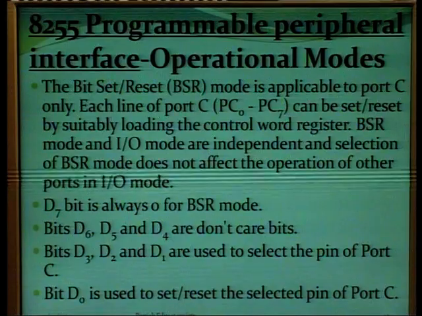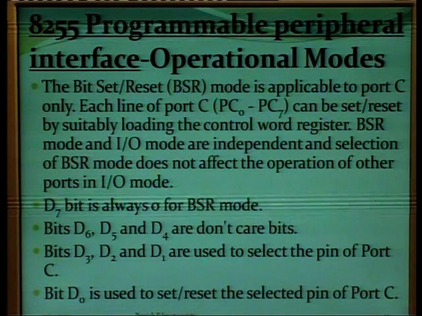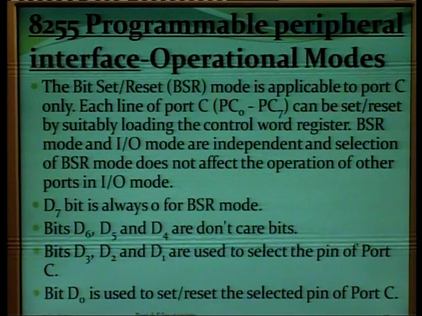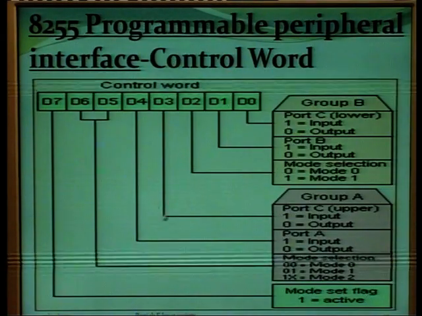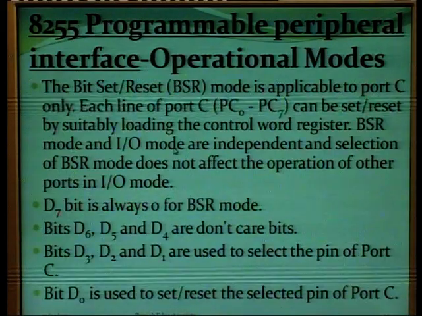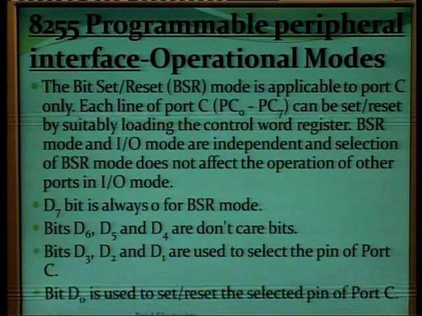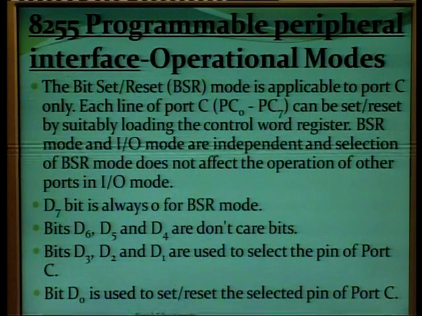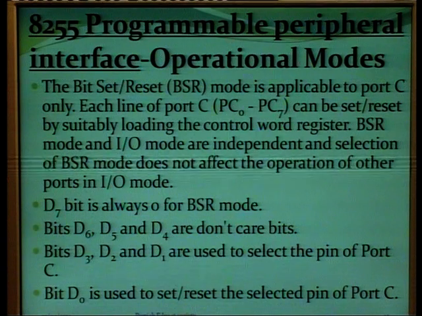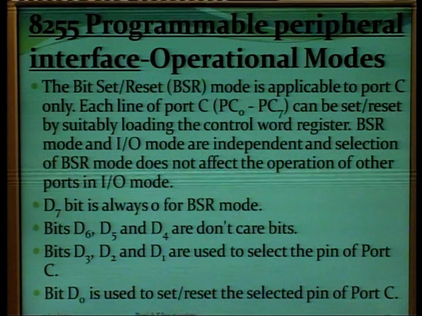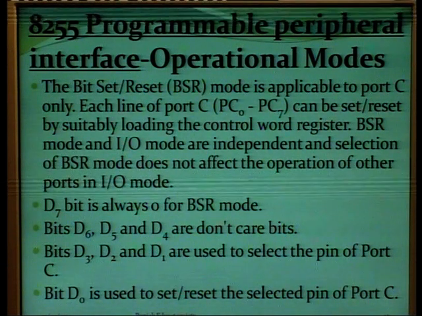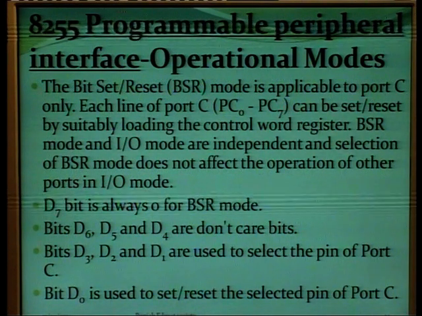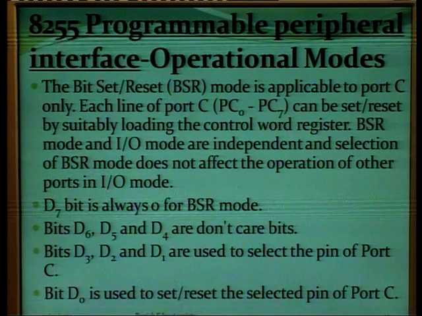So, in BSR mode, the D7 bit is always 0. Bits D6, D5 and D4 are don't care conditions. D1, D2 and D3 are used to select the particular pin of port C, and D0 is used to set or reset the selected pin. If D0 is 0, then we want to reset that particular pin, and if D0 is 1, we want to set that particular pin of port C.